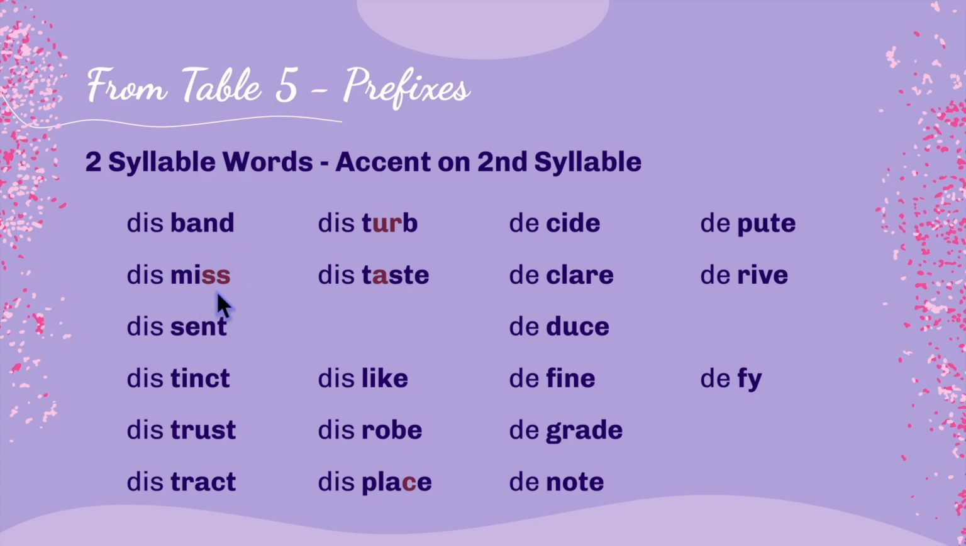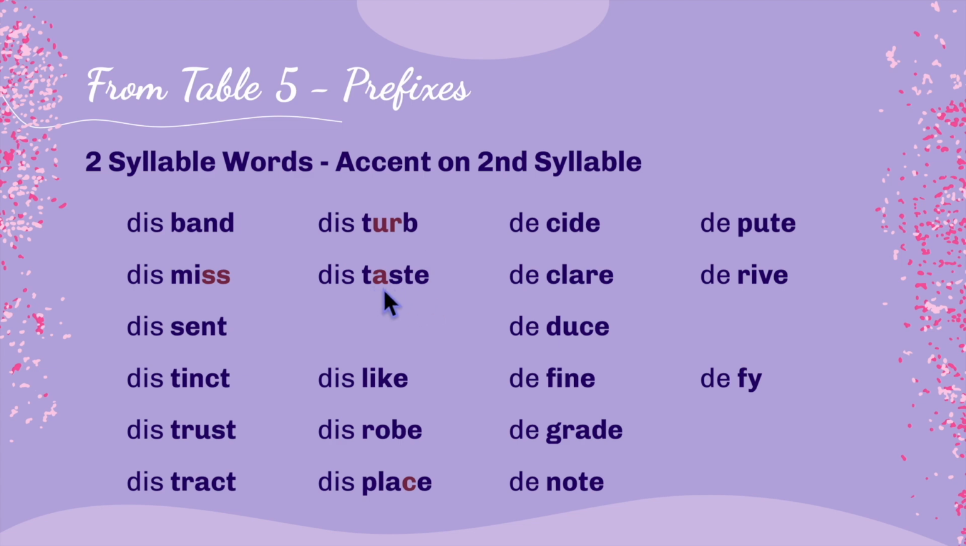Remember, a double S always says S. So we have dismiss, dissent, distinct, distrust, distract. Did you notice that all of these are closed syllables? So they all have their short vowel sounds? Remember that UR says er, so we have disturb.